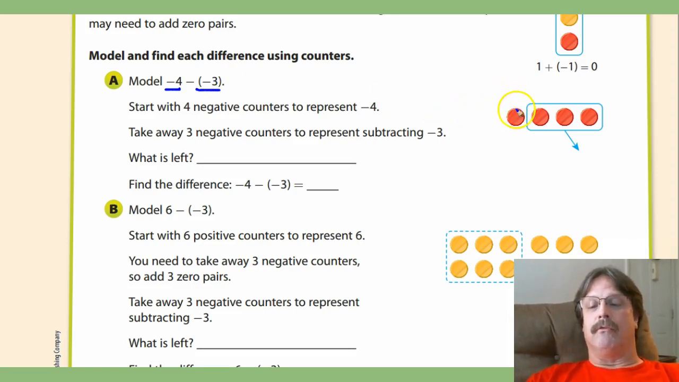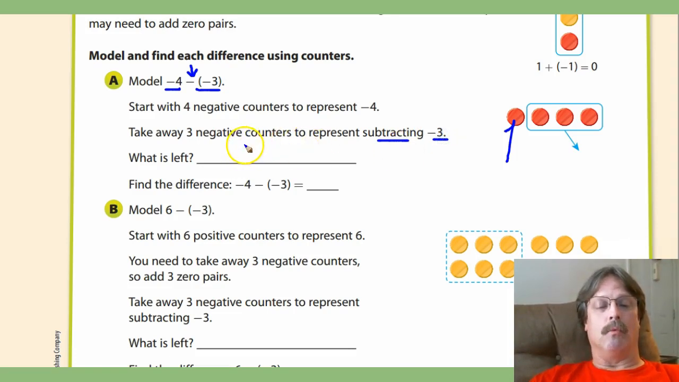First, we're going to bring in the 4 red chips, so that's our -4. Then you're going to ask yourself, can I subtract 3 negatives from it? Out of that -4, we can go ahead and subtract the 3 negatives. So we're left with just 1 negative. Start with 4 negative counters to represent -4. Take away the 3 negative counters to represent subtracting the -3, and what is left is 1 red counter, and that's going to equal -1.